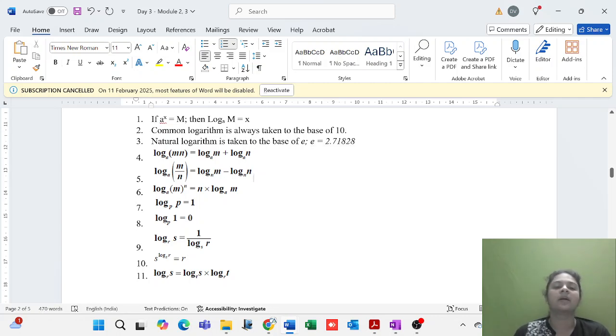Now to the next rule, log of mn to the base a. When two values are multiplied, the logarithm of the two values can be added. So log mn is equal to log m plus log n. Log m by n is equal to log m minus log n.